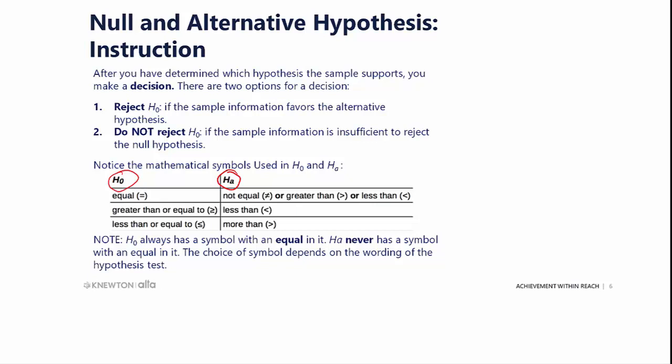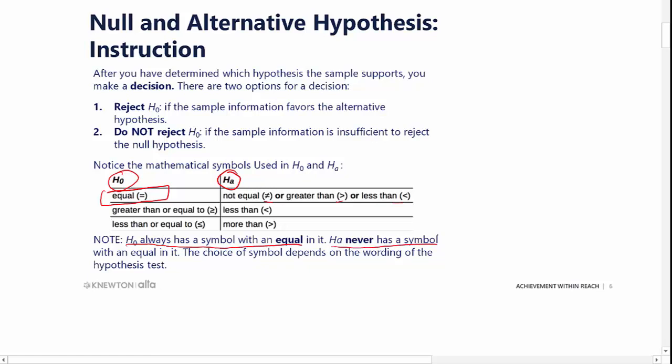As far as mathematically speaking, how do we know which one is which? Well, H null, the null hypothesis, will always have an equal sign with it. So it'll always be either an equals to, a greater than or equals to, or a less than or equal to. And I'll explain those in a little bit. But then the alternative hypothesis will be the opposite of those signs. So an alternative hypothesis will either be a not equals to, a greater than, or a less than. All right. So as a note here, your H null always will have an equal sign. Your HA will never have an equal sign.